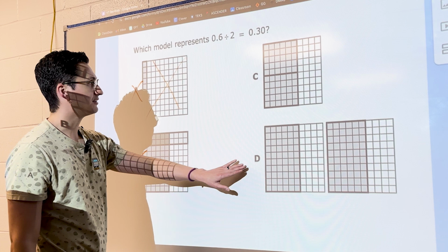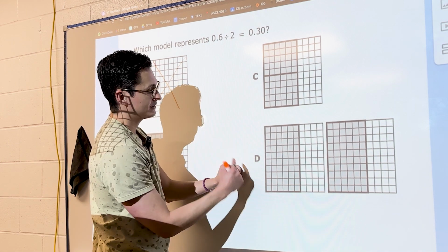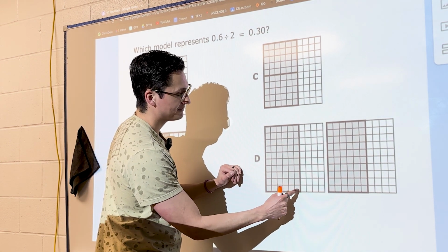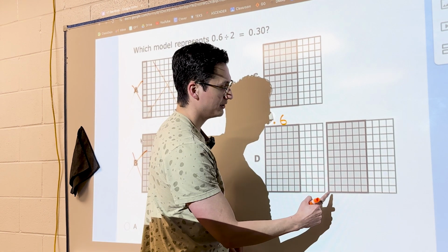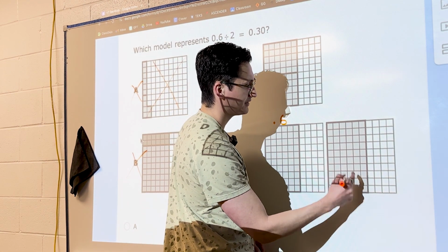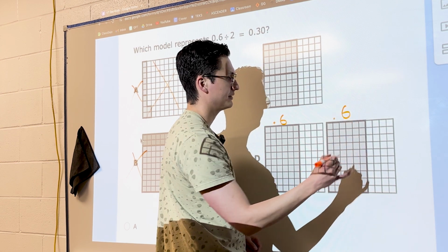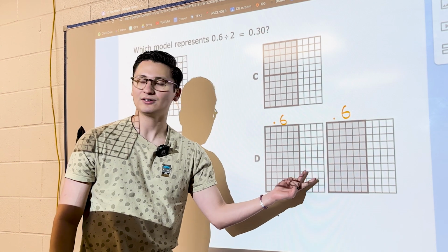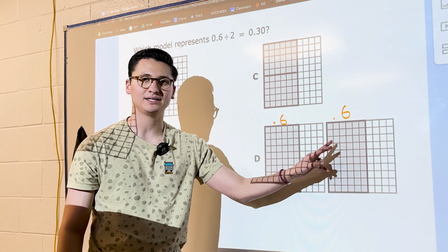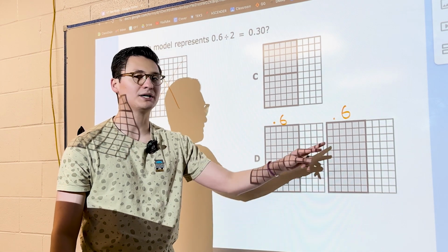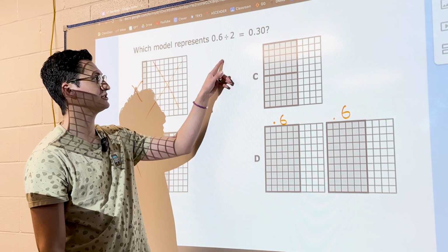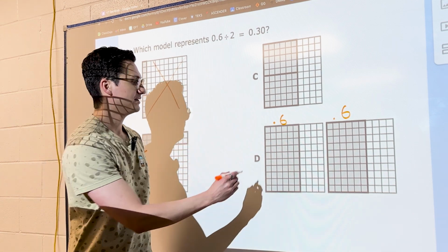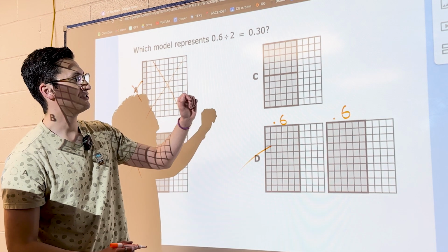So let's do D first. So we have 1, 2, 3, 4, 5, 6, 0.6. And over here we have 1, 2, 3, 4, 5, 6, 0.6. But are we dividing here, or does it look like we're doubling it? We're doubling. So when you double something, you're multiplying. And we're not looking to multiply, we're looking to divide. So this is wrong.